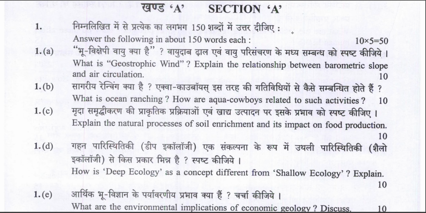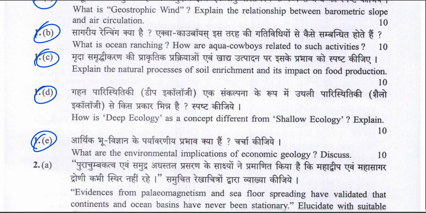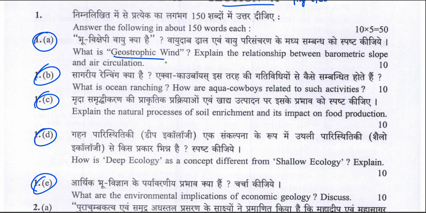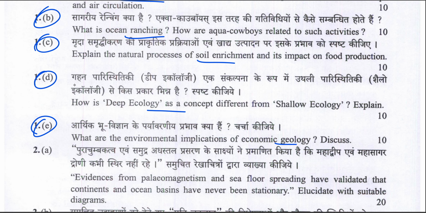So the first 5 questions, this is section A, is physical geography. All the 5 questions here are compulsory. Most probably, we will get one topic each from geomorphology, oceanography, biogeography, environmental geography, and this is again geomorphology, applied geomorphology. Most probably from geomorphology, climatology, environmental geography, oceanography, biogeography.